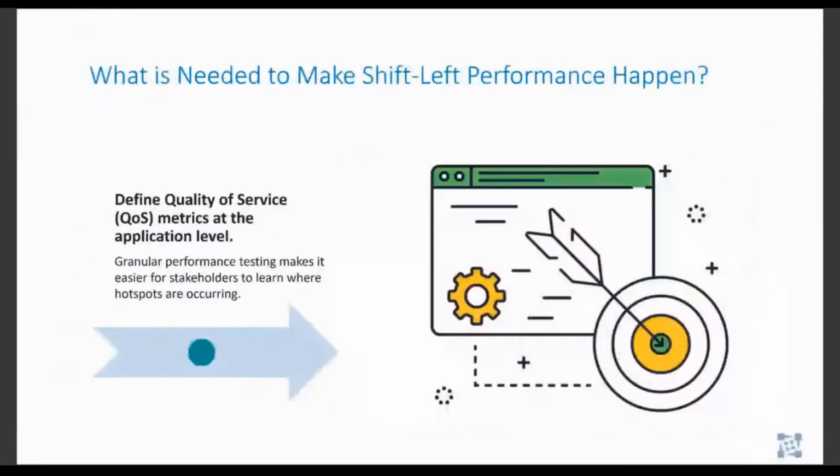The next is know thyself, or know your application's response times, CPU and memory usage, etc., at the component level. And you can then define quality of service metrics for each of those, or how you want to measure performance and the minimums and maximums you're willing to accept. And from there, you can specify thresholds that determine whether a test passes or fails.